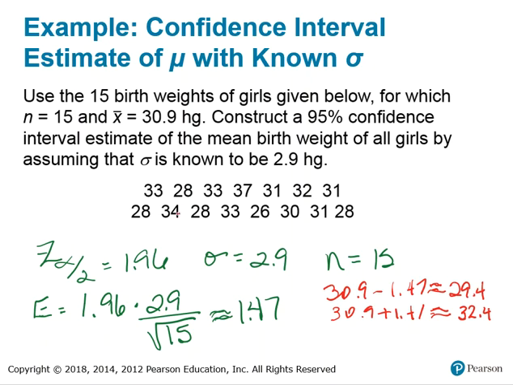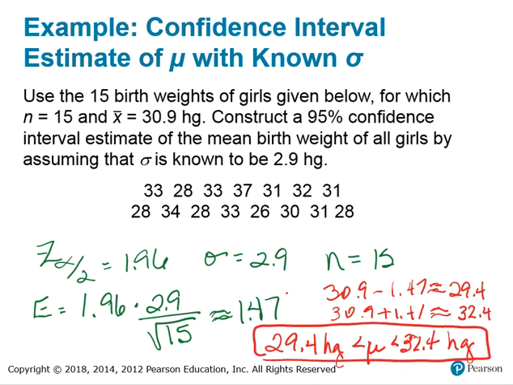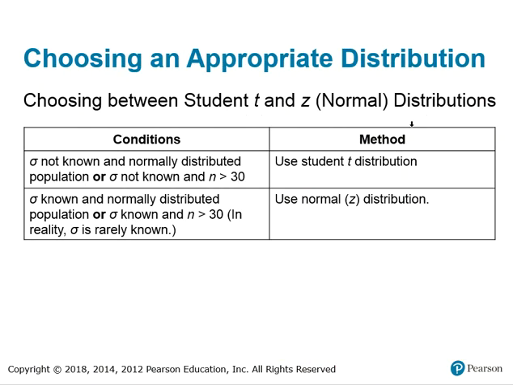Now we actually had our data set, they were whole numbers, so notice I went one decimal place after the whole number. And so it would look like 29.4 hectograms is less than the mean, which is less than 32.4 hectograms. So I am 95% confident that the true population mean of mean weight births for girls would fall between 29.4 hectograms and 32.4 hectograms.